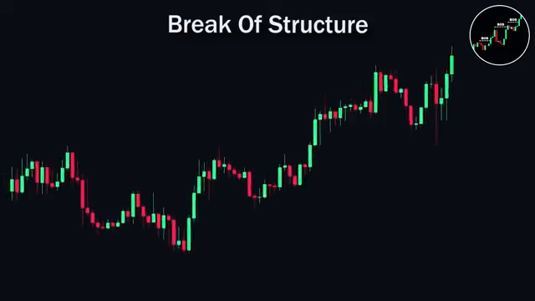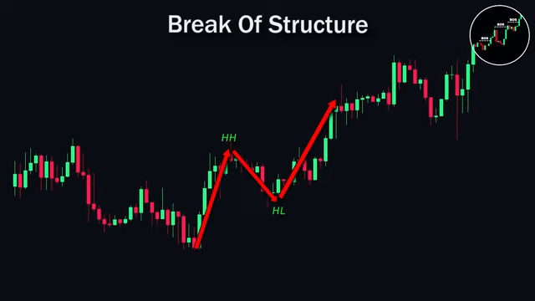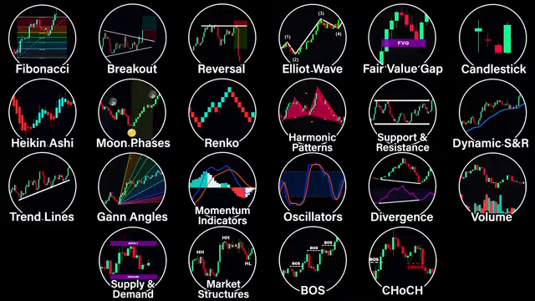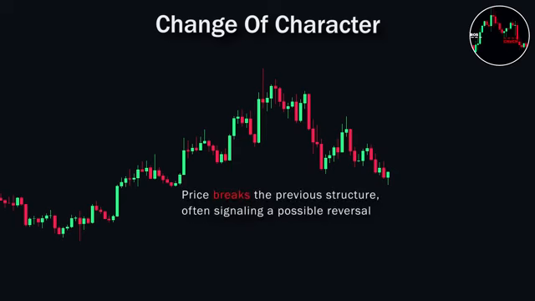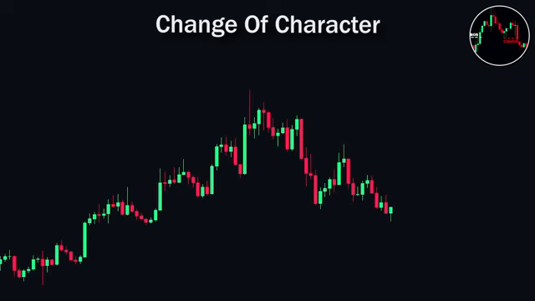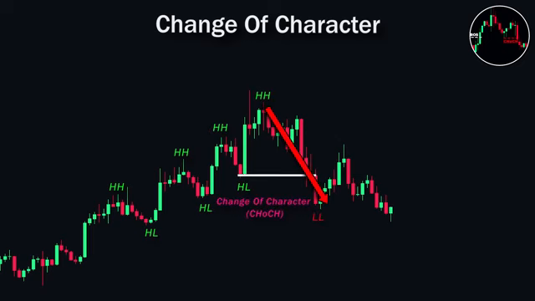For example, if the price forms higher highs and higher lows, this break of the previous highs is called a breakout structure. Change of character. It occurs when price breaks the previous structure during a trend, often signaling a reversal from that current trend. For example, if the price is forming higher highs and higher lows, then it breaks the previous lows forming lower lows. This is called a change of character.